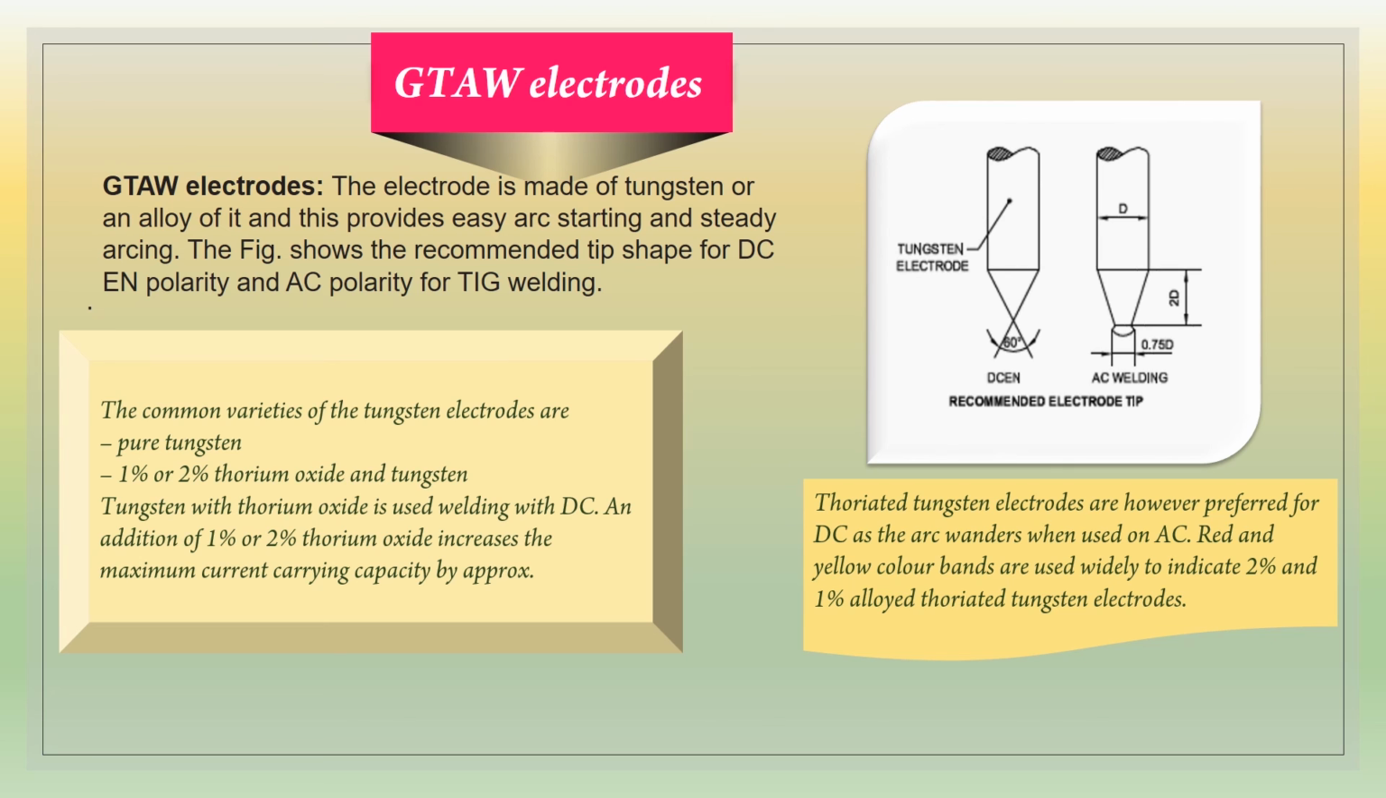The common varieties of the tungsten electrode are pure tungsten, and 1% or 2% thorium oxide and tungsten. Tungsten with thorium oxide is used for welding with DC. An addition of 1% or 2% thorium oxide increases the maximum current carrying capacity. Thoriated tungsten electrodes are, however, preferred for DC as the arc wanders when used on AC. Red and yellow color bands are used widely to indicate 2% and 1% alloyed thoriated tungsten electrodes.